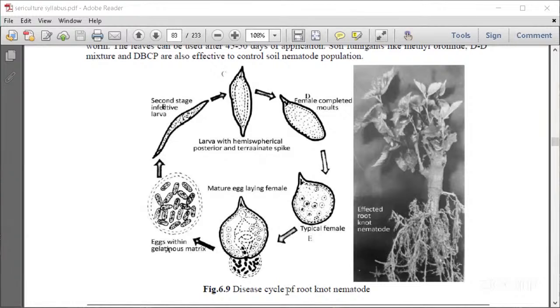The leaves can be used after 40 to 50 days of application. Soil fumigants like methyl bromide, DD mixture and DBCP are also effective to control the soil nematode population.